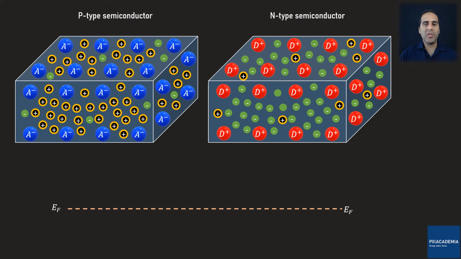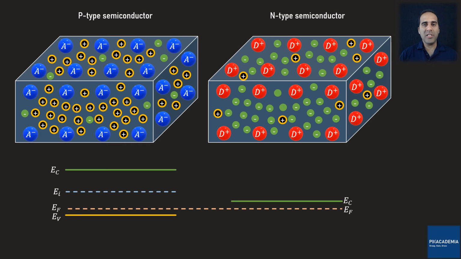For a P-type semiconductor, we already know that EF is close to the top of the valence band EV. Here is EC for the P semiconductor with a distance of Eg from EV. The intrinsic Fermi level EI is almost in the middle of the energy gap. Now, let's work on the N-type semiconductor. In an N-type semiconductor, the Fermi level is close to the bottom of the conduction band EC. EV is below EC with a distance of Eg. The intrinsic Fermi level sits almost in the middle of the energy gap.